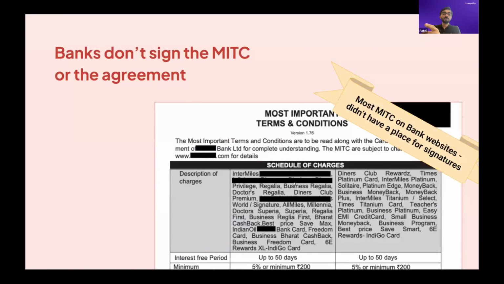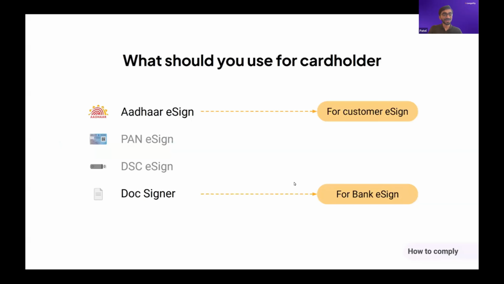Now coming to the second rule, between the card issuer and card holder, right? So in many cases, there is no bank sign on the MITC at all. It's usually some virtual scribble at best. Sometimes there's no signature at all. And what we said, right, is that ultimately you have to use one of the four types of e-signs. But let's be practical here. Not all of these four types are usable.